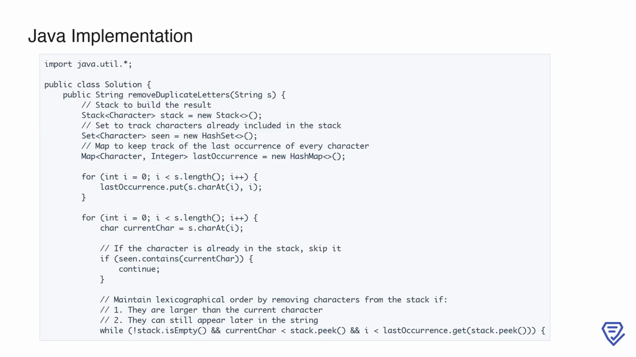The first loop populates this map by iterating through the string and recording the position of each character. Next, we start processing the string character by character. For each character, we check if it has already been added to the stack using the seen set. If it has, we skip further processing for that character. Otherwise, we enter a loop to maintain lexicographical order. In this loop, we compare the current character with the top of the stack. If the top character is larger than the current one and can still appear later in the string, we remove it from the stack. This ensures the final result remains in sorted order while preserving the smallest lexicographical sequence.